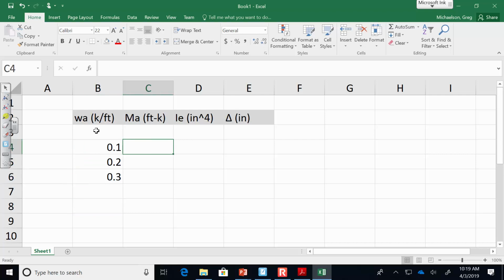load. Now, given a load, how do I determine the moment? It's, what was it, WL squared over 8? What was the L for this beam? 20. So this times 20 times 20 divided by 8. Would that be a fair statement?